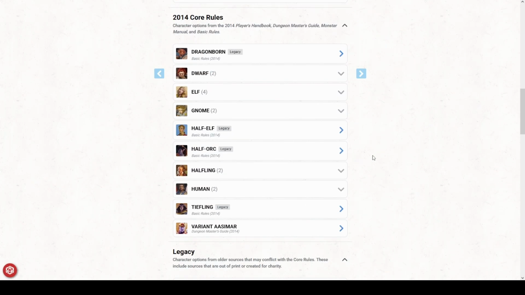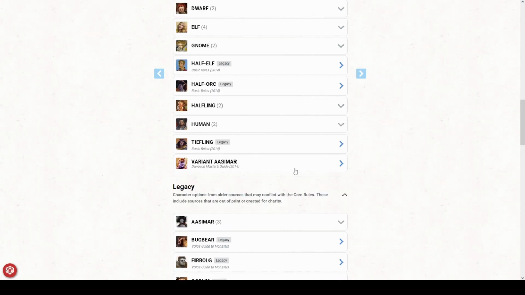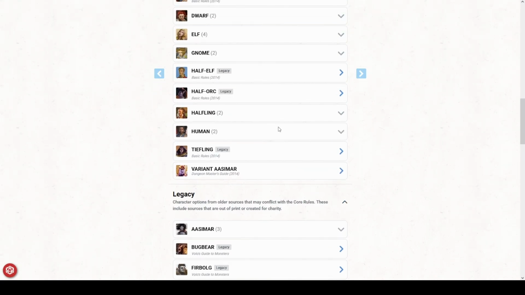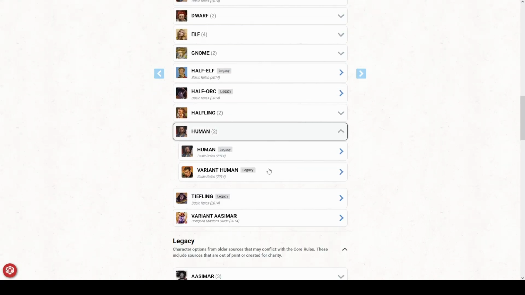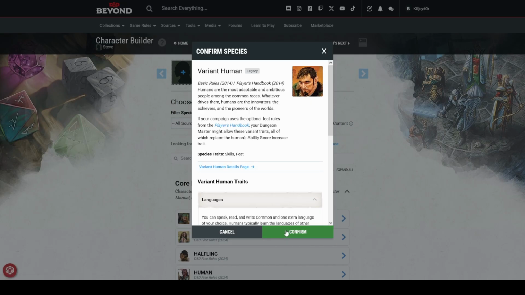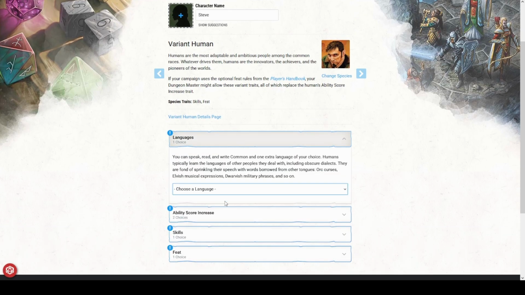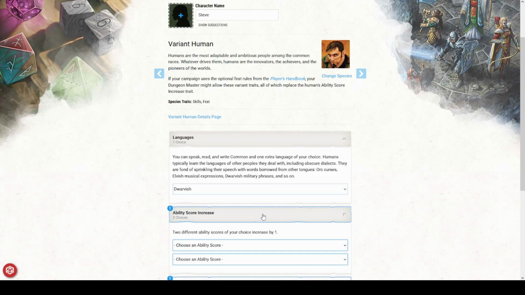We're just going to make a human. We're going to go legacy, and then we're going to pick human. We're going to go variant human. Variant human's fun. You have to get permission because it is a variant. You have to ask first. It gets another language, which is fun. Great for our guy. We're going to go with... we'll do Dwarvish since we're a human.